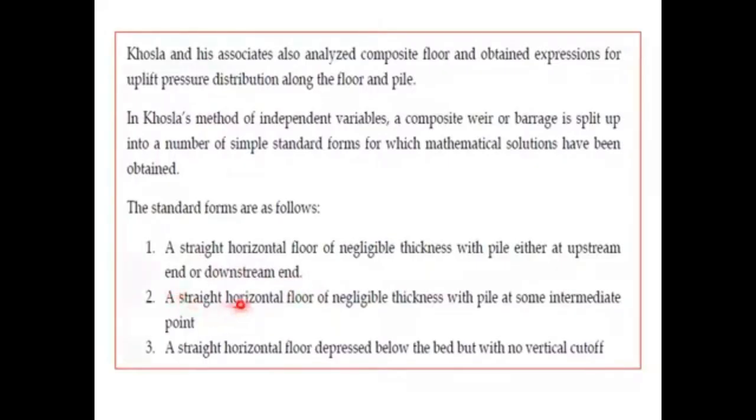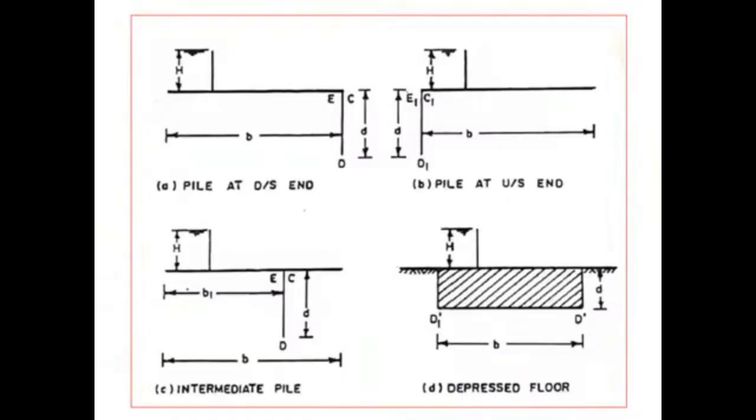You can have a straight horizontal floor of negligible thickness with a pile at some intermediate point, and then you have a straight horizontal floor depressed below the bed but with no vertical cutoff. So these were some of the standard forms that were discussed, and Khosla's curves were developed, which we can use in the problems. These were some of the cases: the horizontal floor with a downstream cutoff, with an upstream cutoff, with intermediate piles, or maybe a depressed floor. So these were some of the standard forms that were taken, and the curves were developed for these cases.